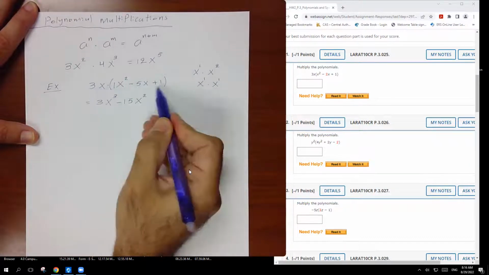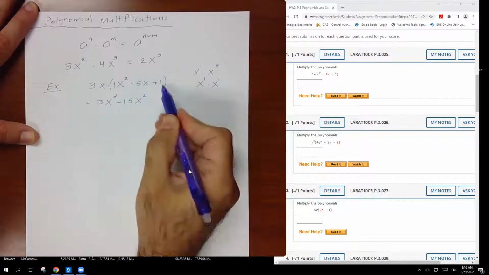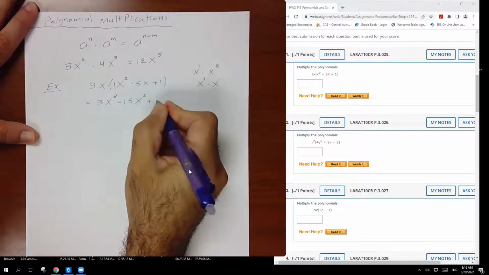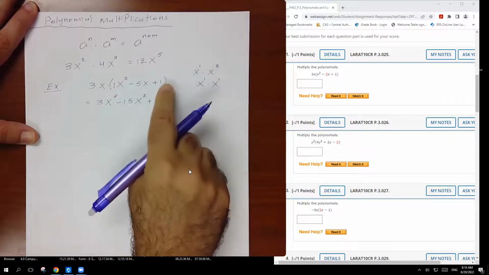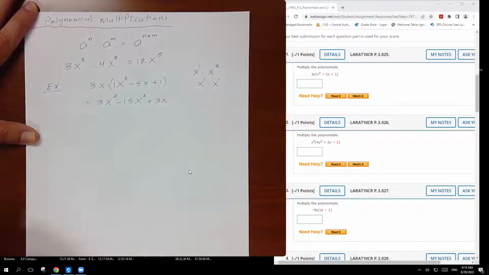Now this term with the third one, 3x times 1 is going to be plus 3x, because I don't have a variable here, so I'm just going to write down 3x. That's it, we're done.